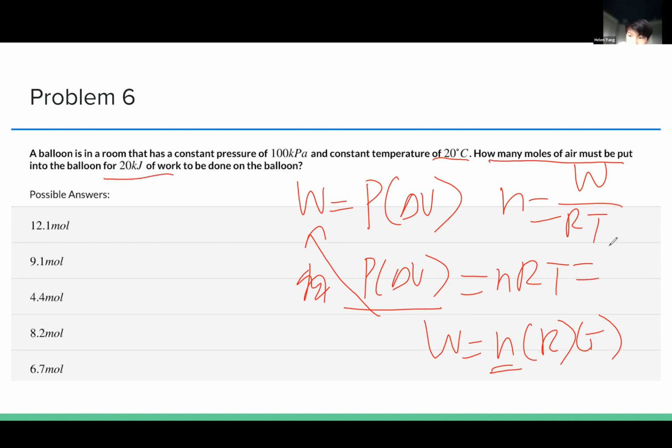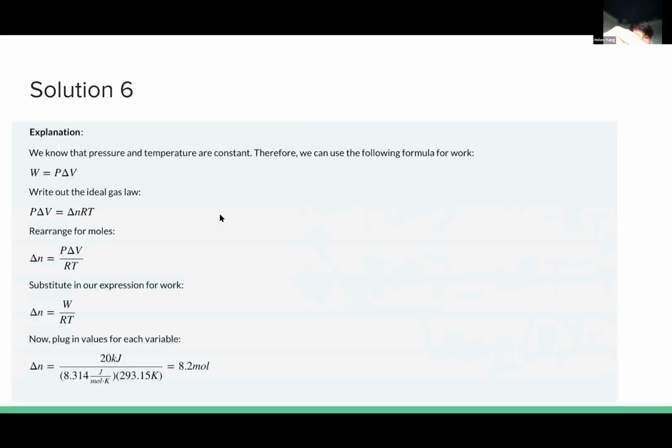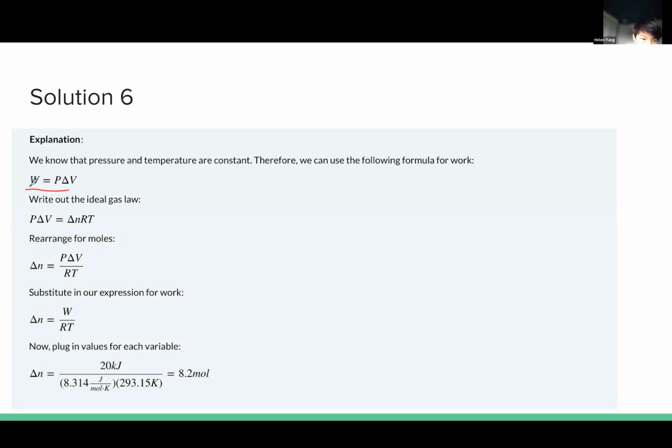So the work is given as 20 joules divided by R, which is 8.31. And then temperature, since you're giving it 20 degrees Celsius, the temperature in Kelvin is T_C plus 273. So 20 plus 273 is 293. And this is the solution right here. So we use work as this and then put it into the equation to get 8.2 moles.